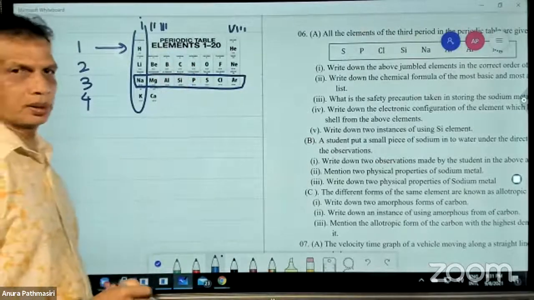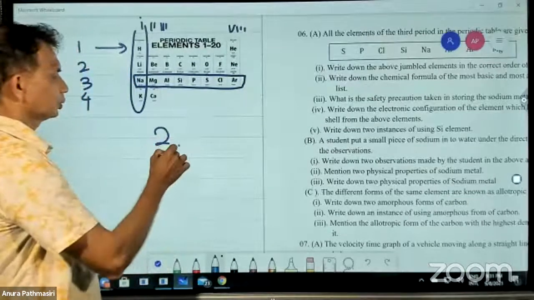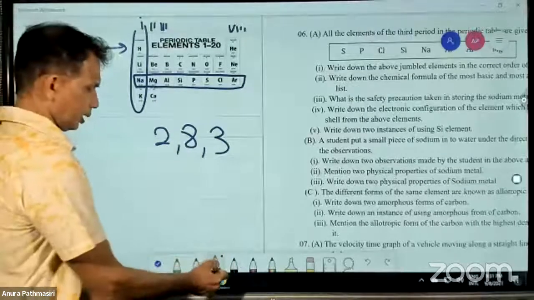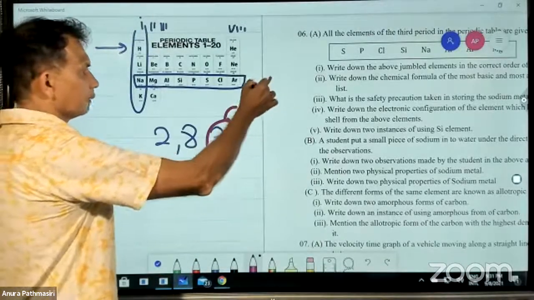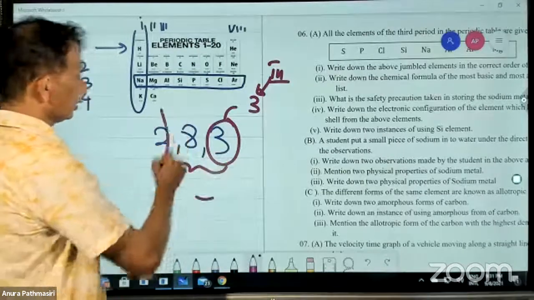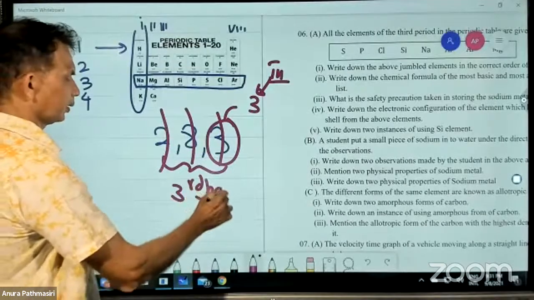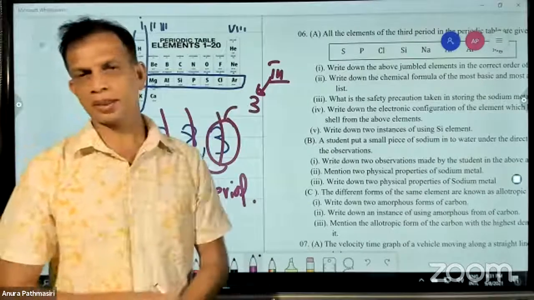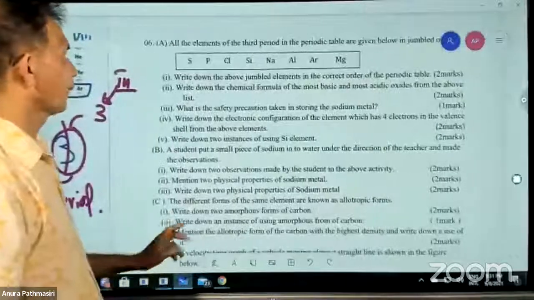If you consider aluminium, its atomic number is 13, electron configuration 2, 8, 3. So the last energy level has 3 valence electrons, which indicates it belongs to the third group. And when you have 3 energy levels, that indicates it's in the third period. So aluminium is in the third group, third period. I just gave you a simple idea about this one.